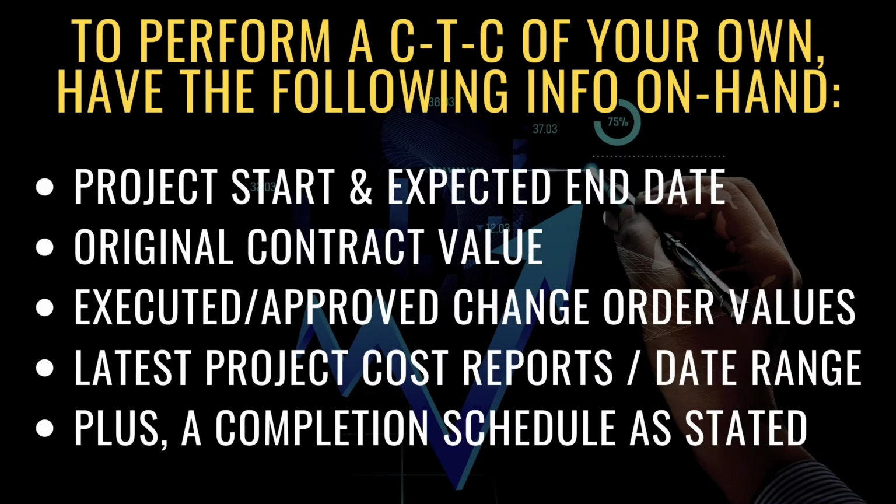Before getting started, have the following information on hand for your project: the project start and end date, the original contract value, the value of executed and approved change orders, and the total cost presently on the books along with the latest date they cover. If this seems complicated, our cost to complete template includes a list of detailed instructions and guidance. Also, our template is designed to calculate as much as possible automatically. Now I'll see you inside the cost to complete template where I'll do a live demonstration.